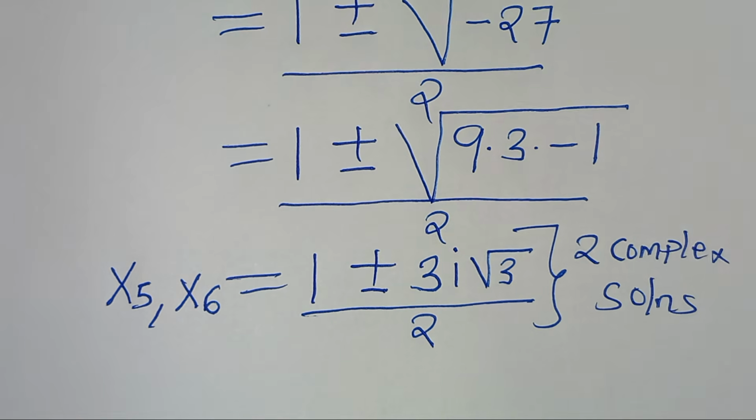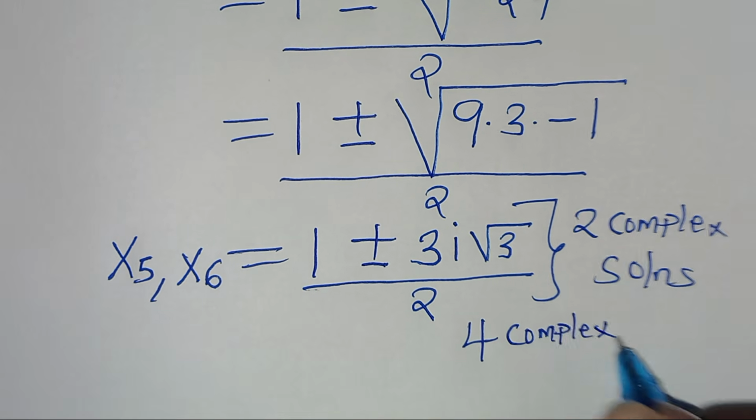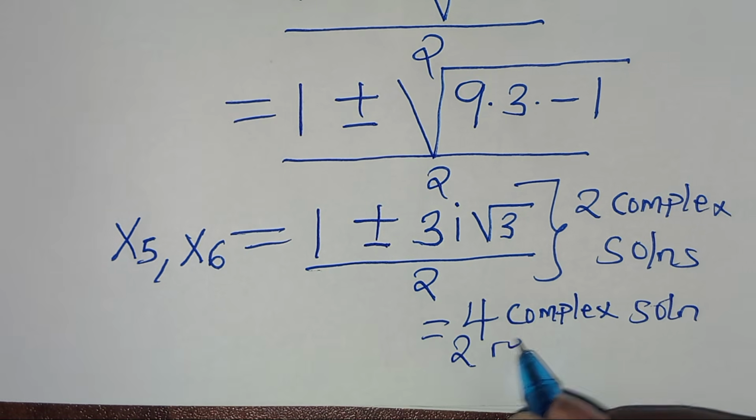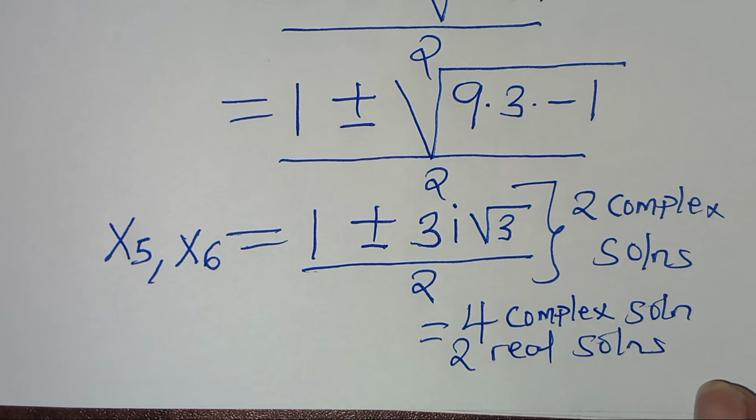So this implies that we have four complex solutions and only two real solutions. This totals to 6 solutions.